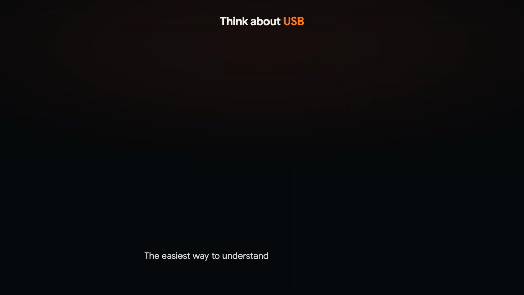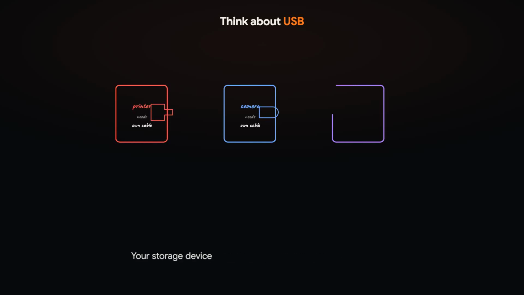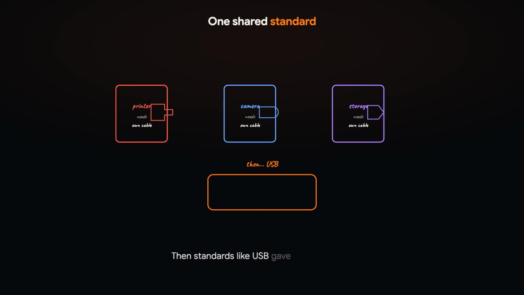The easiest way to understand MCP is to think about USB. Before common connection standards, different devices needed different cables and connectors. Your printer might use one connection, your camera might use another, your storage device might need something completely different. Then standards like USB gave manufacturers a shared way to connect devices. MCP is trying to solve a similar problem for AI.